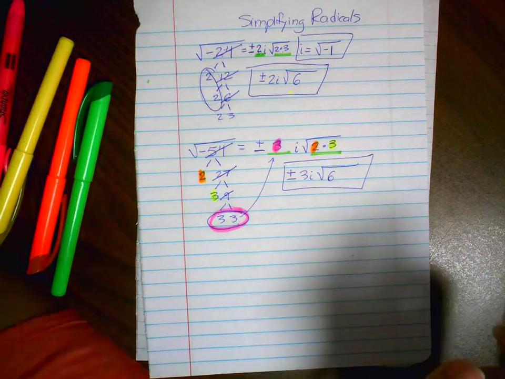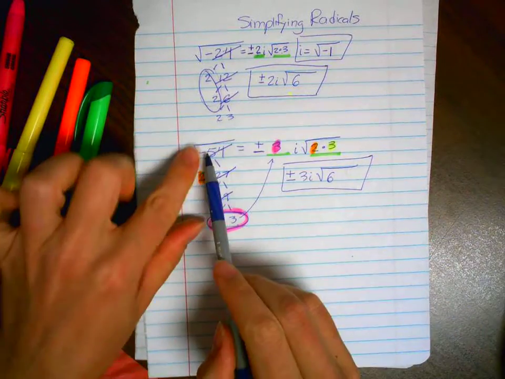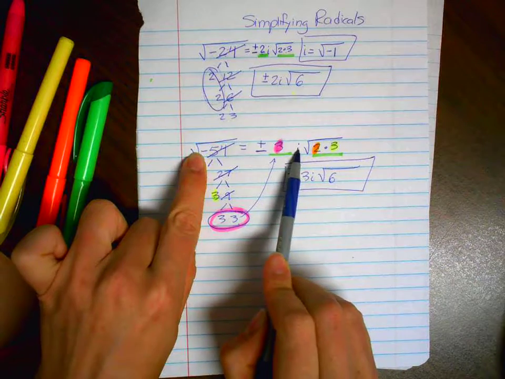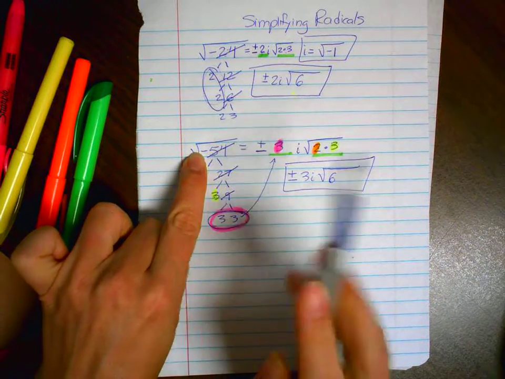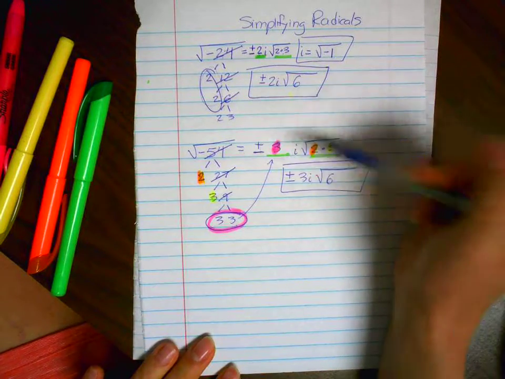So again, the only difference here from what we did in Algebra 1 is you've got to take care of that negative. And the way you take care of that negative is with that i. And then you just factor it the same way you would factor an Algebra 1 problem. But you just need to make sure you keep the plus and minus and the i.